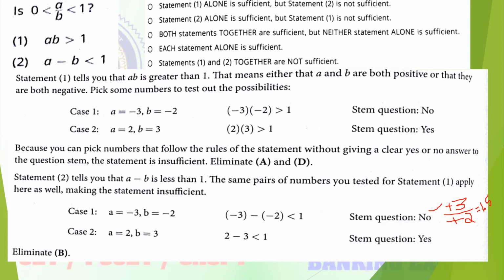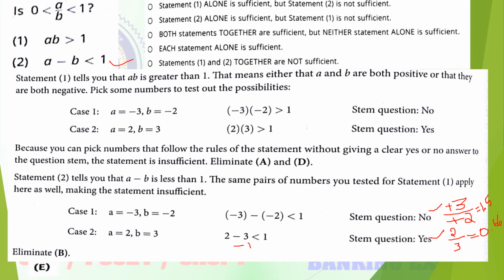Second condition, A is equal to 2, B is equal to 3, so 2 minus 3 is also minus 1. So minus 1 satisfies the condition. Once it satisfies the condition, then go for the question. Here I chose A is equal to 2, so 2 divided by 3, your answer is 0.66, which is in between 0 to 1. Your answer is yes. You are getting two different answers in the second case also. So from this statement you can't find out the answer.